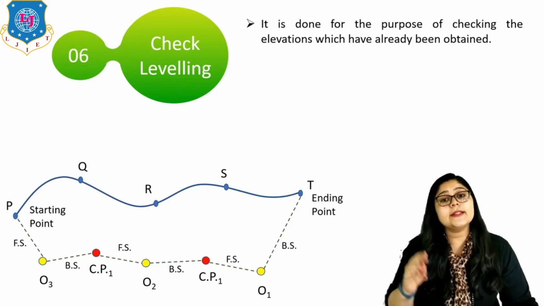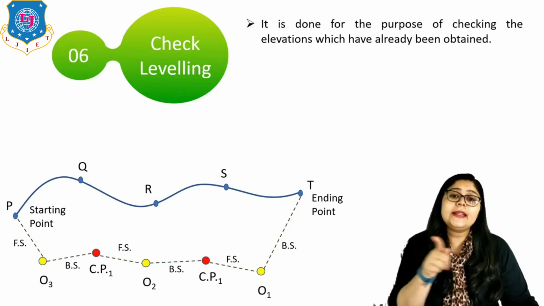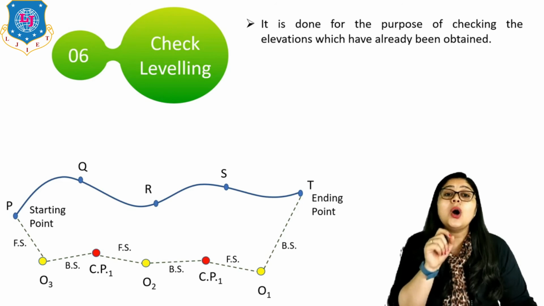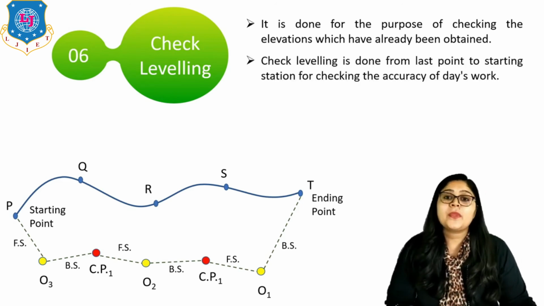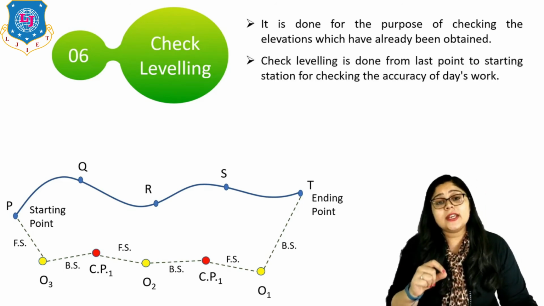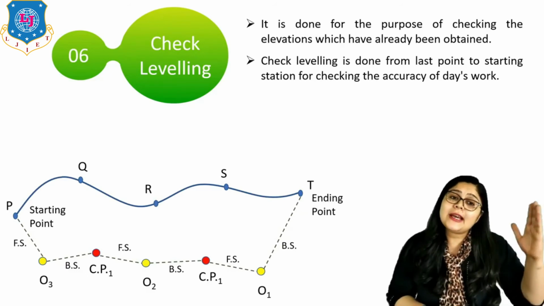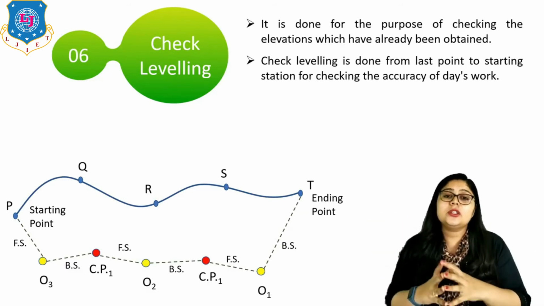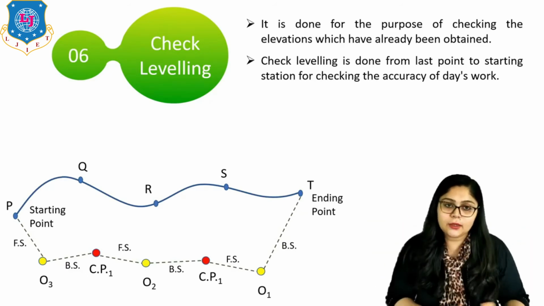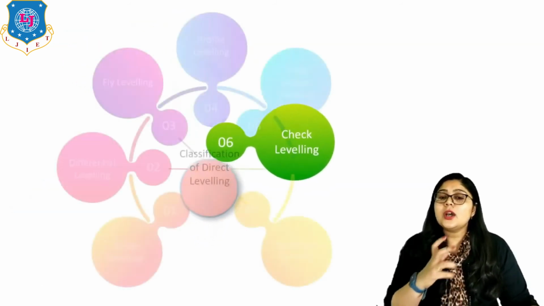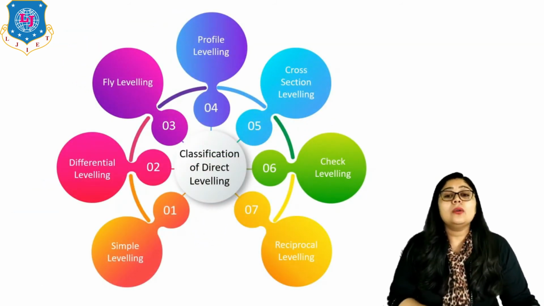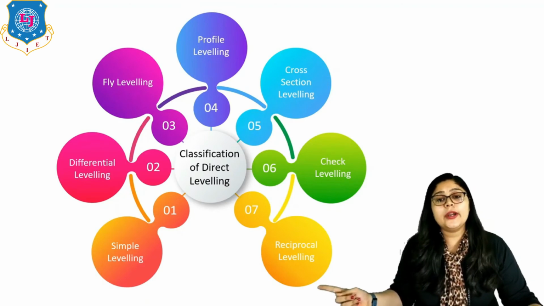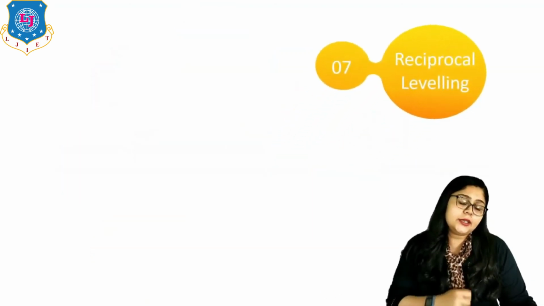So I can say it is done for the purpose of checking the elevations which have already been obtained, right? Now I can say check leveling is done from the last point to the starting station for checking the accuracy of base work, right? So this is all about check leveling. Now let us discuss the last point, reciprocal leveling in detail.